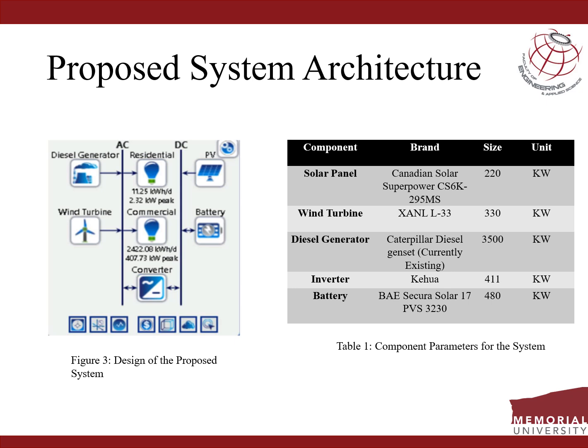This proposed system includes the following components. The solar panel will be supplied by Canadian Solar Superpower. The model is CS6K295MS, which is 220 kilowatt. The wind turbine will be Zond L33, which is 330 kilowatt. The diesel generator, which is existing in this region, is the Caterpillar genset of 3500 kilowatt. The inverter is supplied by KACO, and the battery is the BAE Solar 17 PVS 3230, which is 480 kilowatt.